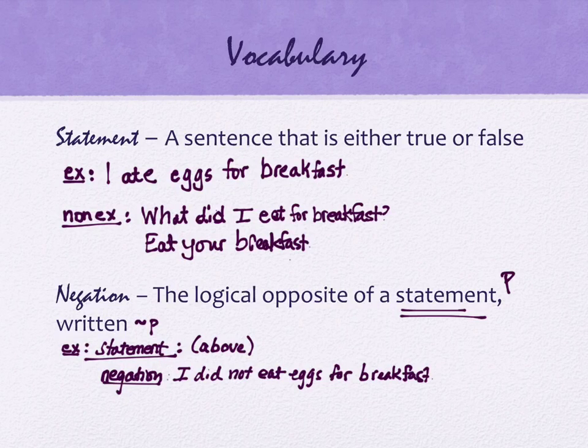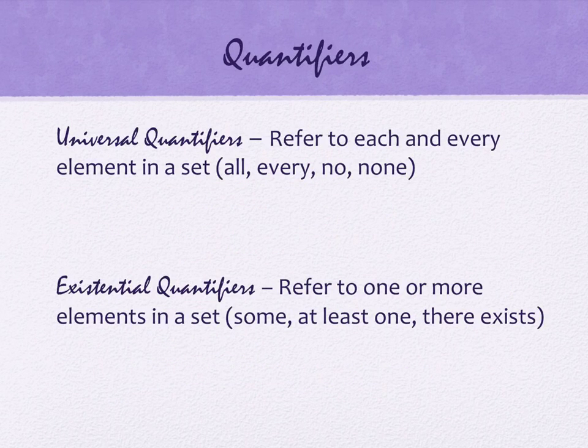And it does not always work once we introduce the next topic, which are called quantifiers. There are two types of quantifiers, universal and existential. Universal quantifiers refer to each and every element in the set. So you'll have words like all, every, no, or none. Existential quantifiers refer to one or more elements in the set. Some, at least one, there exists, are phrases you'll see when existential quantifiers are present.